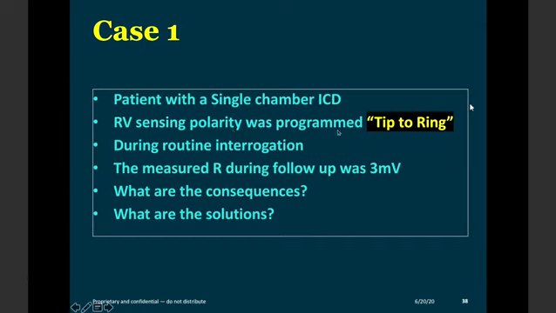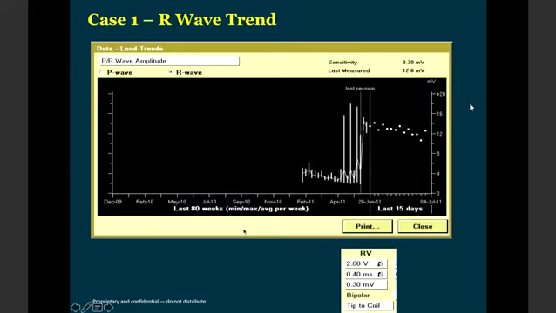The RV sensing polarity was programmed tip to ring. That is the usual. That is a fallback near field sensing that is normally kept. During routine interrogation, the measured R wave was found to be very low. It was only 3 millivolt. What are the consequences of this R wave being low, and what are the solutions? If you look at the R wave amplitude, it has become 3 now. So what has been done is the sensing polarity from tip to ring has been reprogrammed in this particular case to tip to coil. Tip to coil is also a near field sensing. This is possible only in the Medtronic devices.